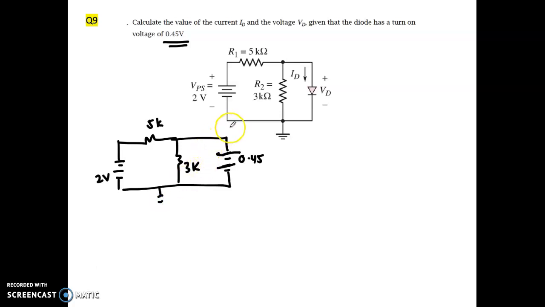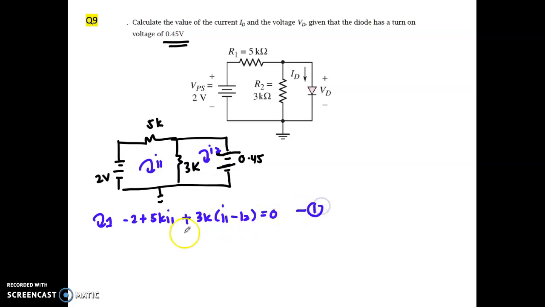Okay. So how are you going to solve this question? You can use any concept that you have learned. So let's try mesh analysis again. Here is I1, here is I2. At I1, mesh number 1, it becomes minus 2 plus 5K I1 plus 3K times I1 minus I2 equal to 0, equation number 1. So you can get 8K I1 minus 3K I2 equal to 2.